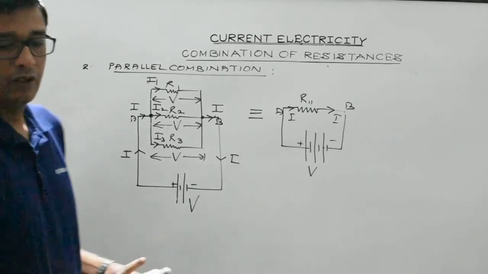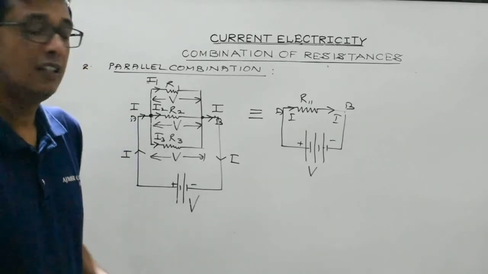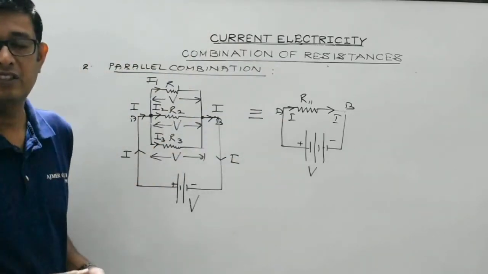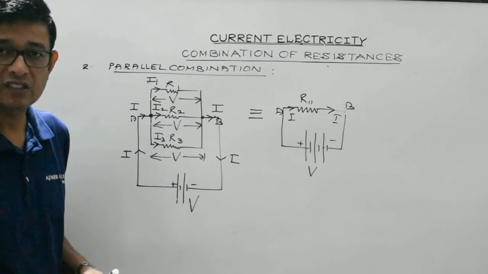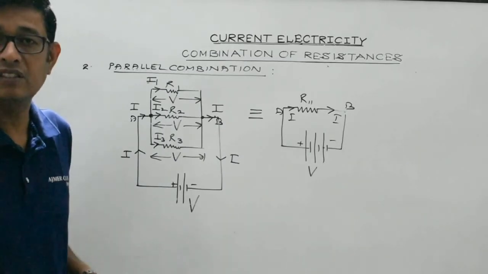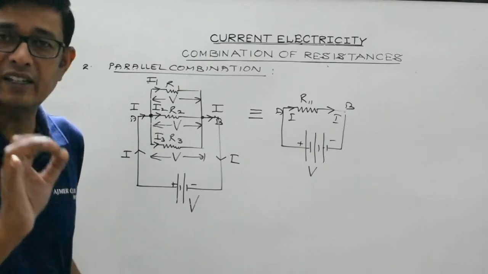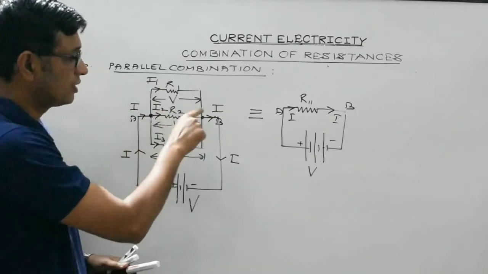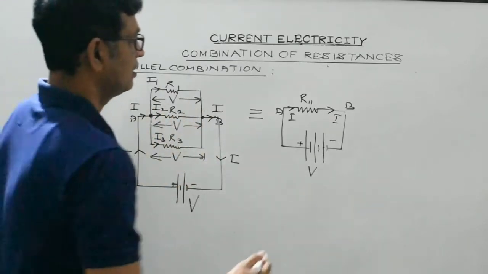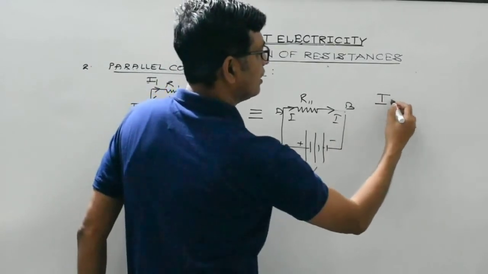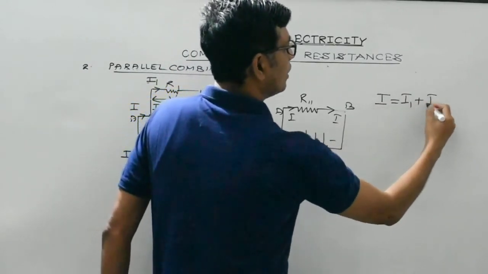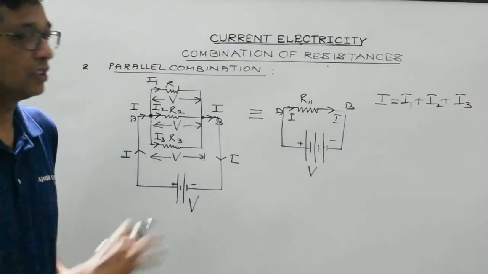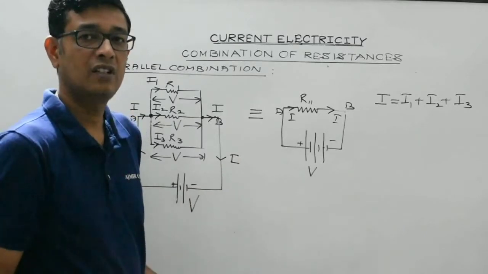So here we will begin with the fact that the current entering a junction must be equal to the sum of the currents leaving it. Since charge is constant, current must also be constant. In a circuit, at no point can the charge get accumulated. Therefore, the sum of the currents entering a junction must be equal to the sum of the currents leaving it. Thus, the net current flowing through the circuit, I, is given by I1 plus I2 plus I3. Am I clear, students? This follows from the conservation of charge.